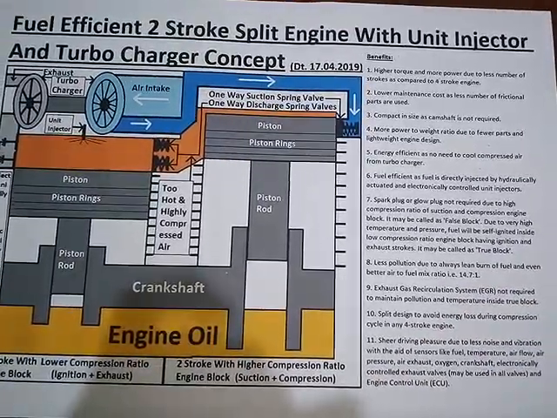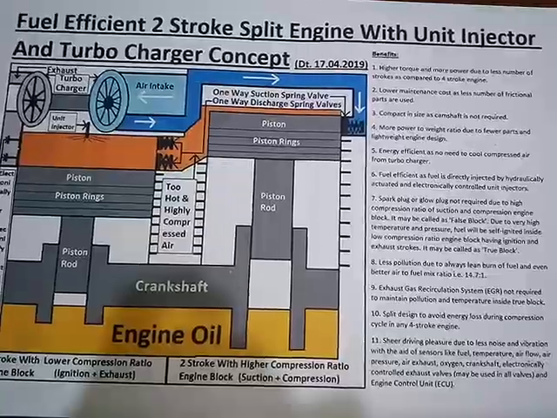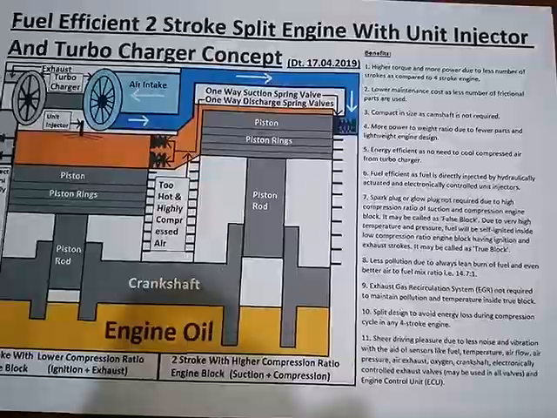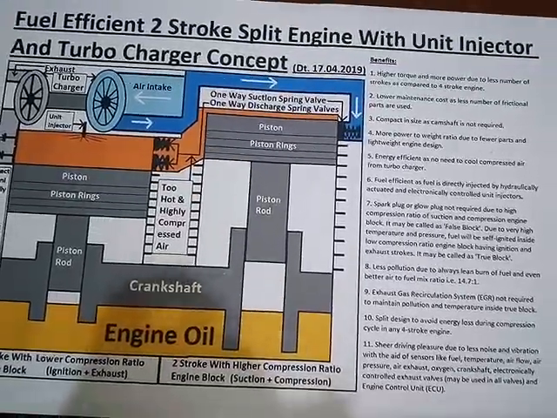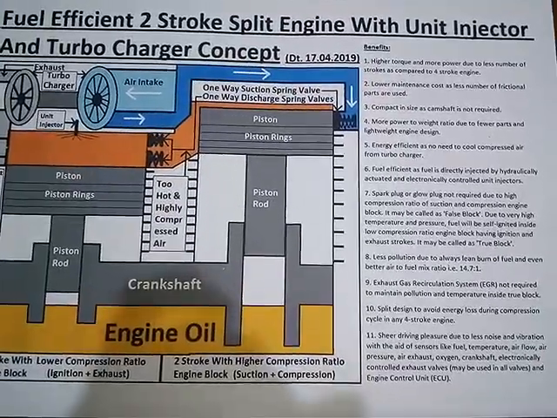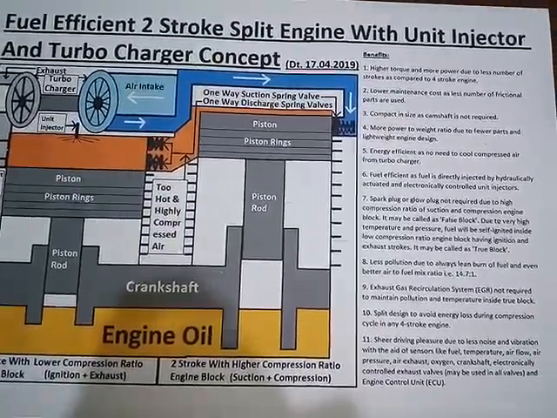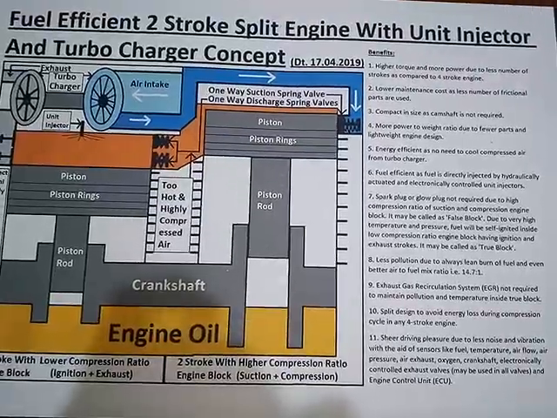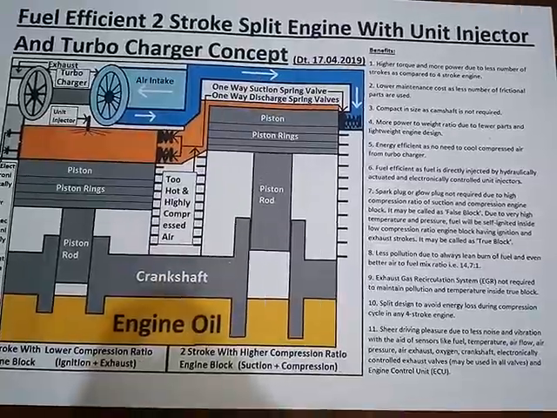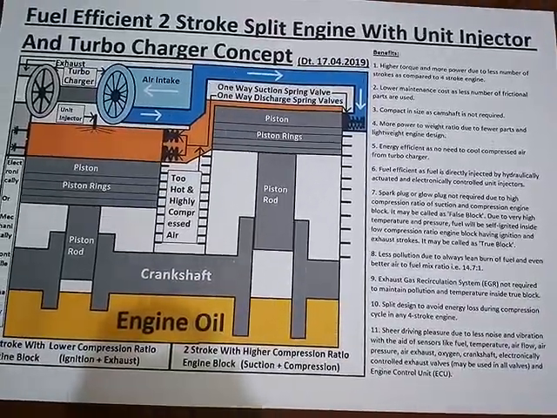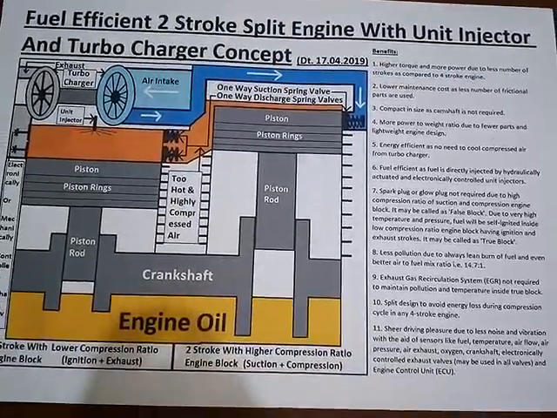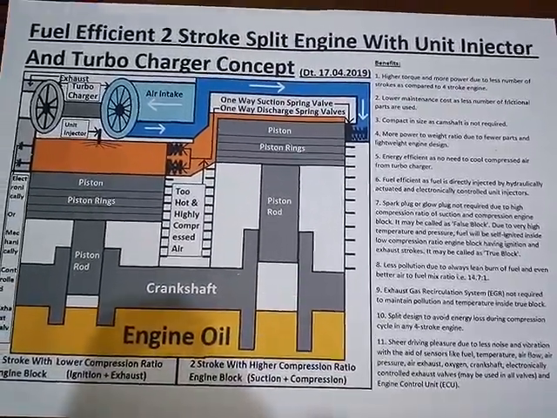The eighth point is less pollution due to always lean burn of fuel and even better air to fuel mix ratio. We all know the 14.7:1 stoichiometric ratio. The ninth point is that an exhaust gas recirculation system or EGR is not required to maintain pollution and temperature inside the true block. Then the tenth is the split design, to avoid energy loss during the compression cycle in any four stroke engine. That is the main reason for this split design.